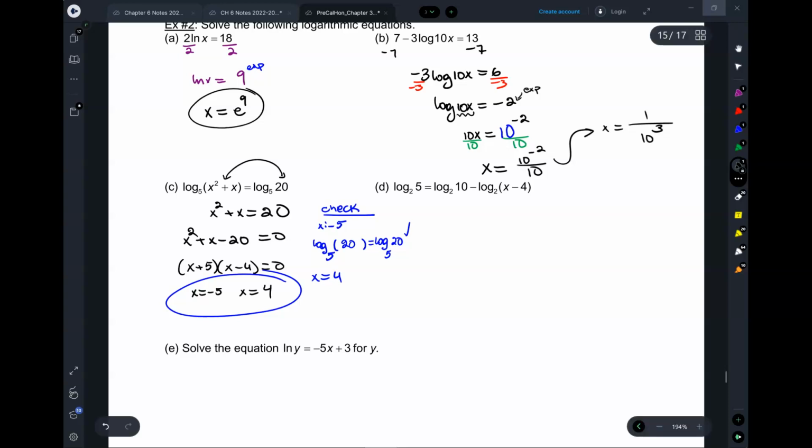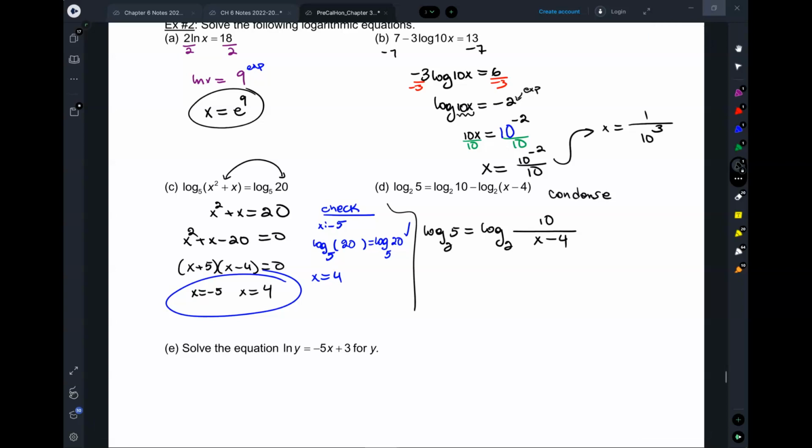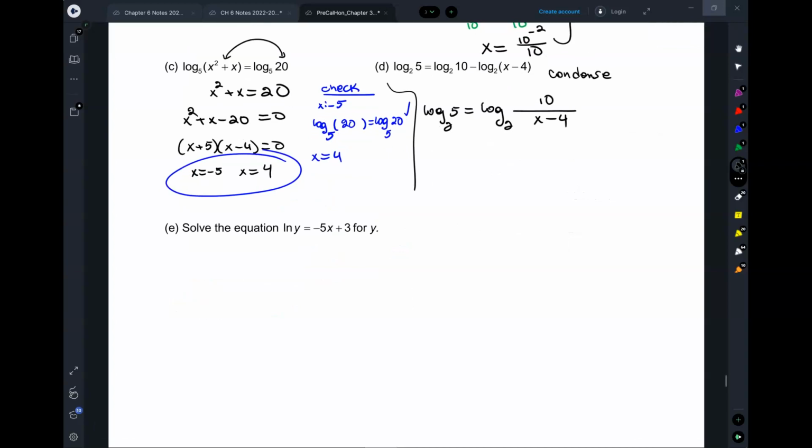Okay, all right. Here, we have a problem. You have a logarithm on one side, but two on the other side. So first you have to condense. So the first part stays as it is. But here, I get log base 2, like we did in the last section, 10 over x minus 4. Now, you set these equal to each other.